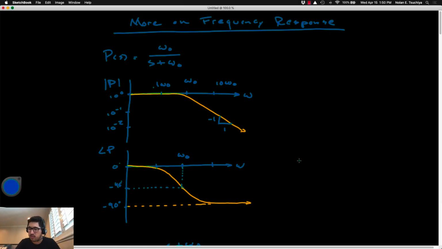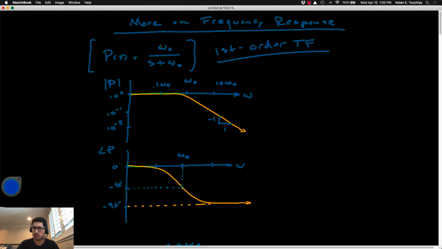Okay, so continuing on with our discussion of the frequency response, we'll pick up where we left off last time, which is looking at the frequency response or the Bode plots for a first order low pass filter like this, omega naught over s plus omega naught. This is actually a very typical first order transfer function form. And it's important to know that any transfer function that has this form is going to have a very similar Bode plot. The only difference is that the cutoff frequency, this omega naught, may change from transfer function to transfer function.